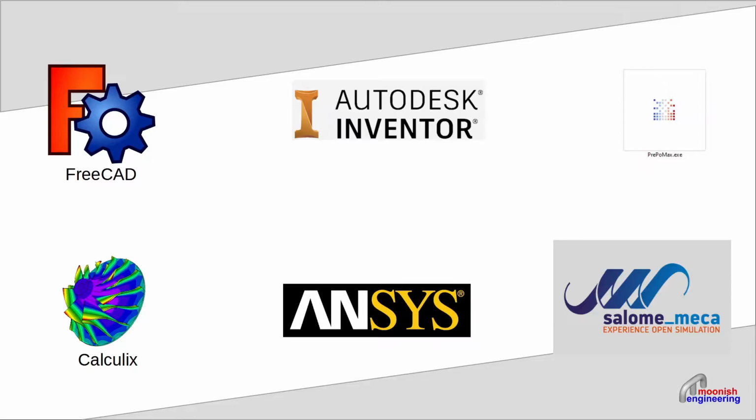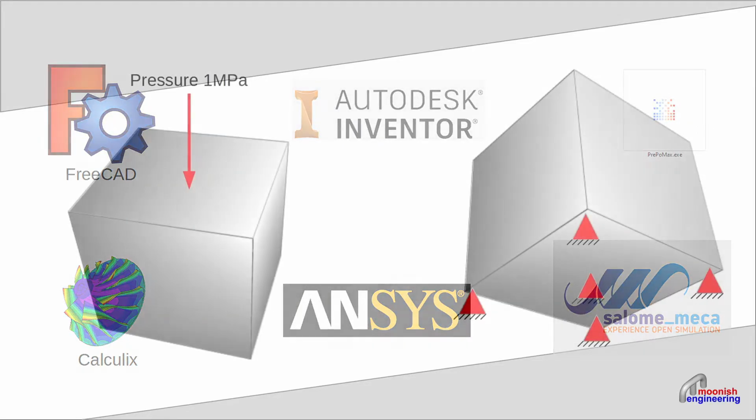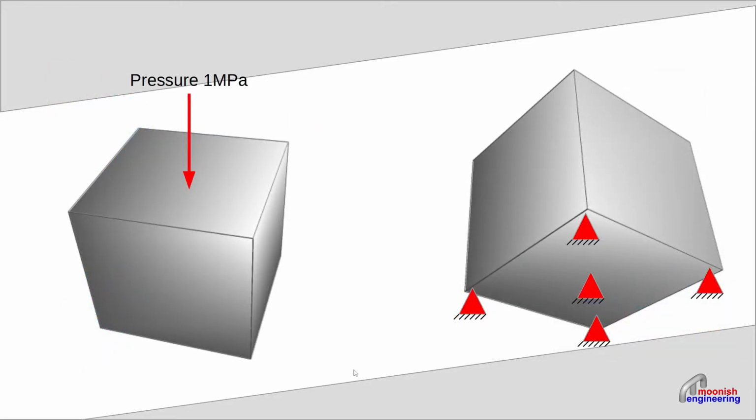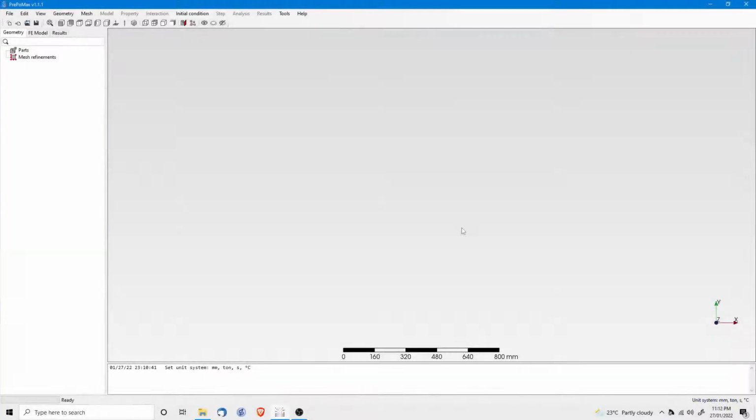All of these softwares will be used to conduct a finite element analysis of a cube. The length of the cube is 1 meter, width of the cube is 1 meter, and the height of the cube is 1 meter. So it's a 1 cubic meter cube. The pressure to be applied on the top face is 1 megapascal, and the bottom face will be constrained. There are a few different constraints that we'll be trying out in this software. StressOff, so stay tuned.